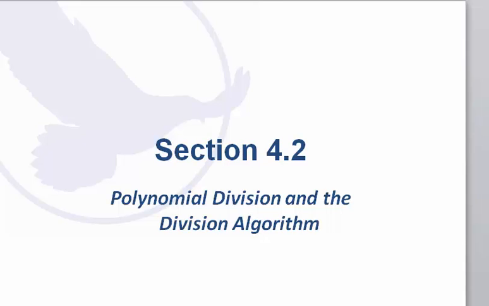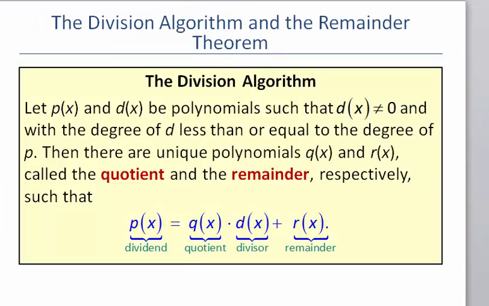We'll now begin section 4.2, where we will discuss polynomial division. Our definition for polynomial division says, let p of x and d of x be polynomials such that d of x is not equal to 0, and with the degree of d less than or equal to the degree of p. Then there are unique polynomials, q of x and r of x, called the quotient and the remainder respectively, such that p of x is equal to q of x times d of x plus r of x.